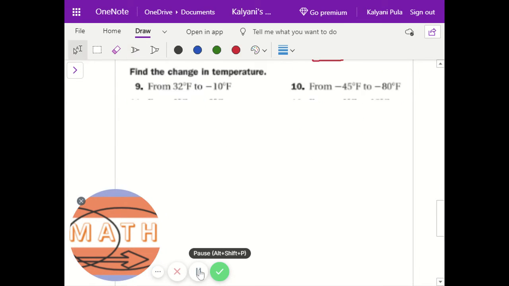That's good. So the next one is find the change in temperature, from 32 degrees Fahrenheit to negative 10 degrees Fahrenheit. So what do you think? How much change in temperature has happened? Negative 10. Oh, no, no. It's just negative 10 degrees.